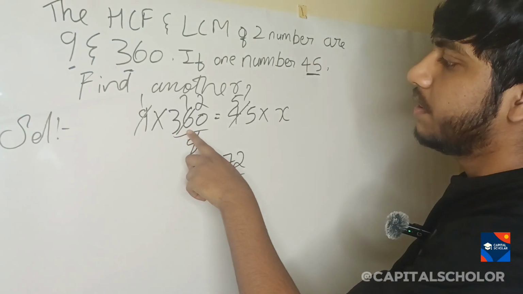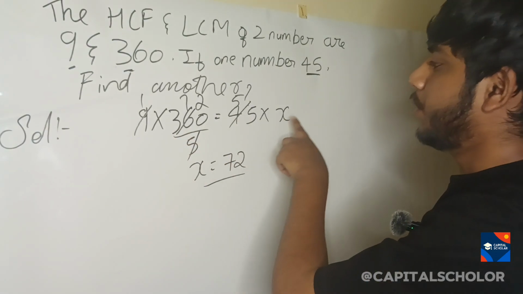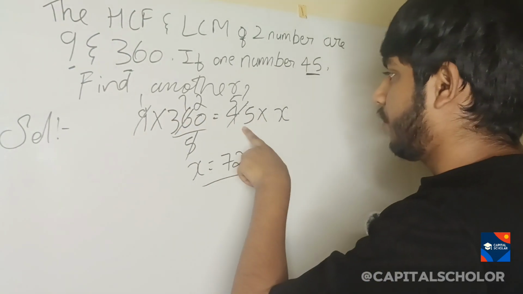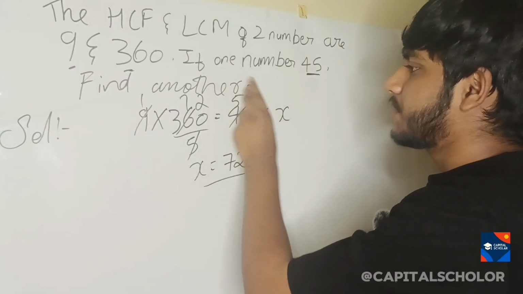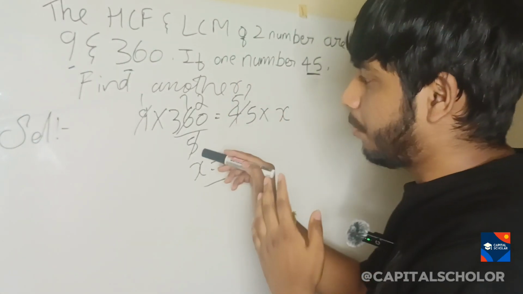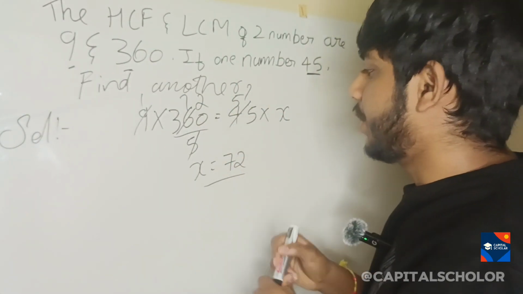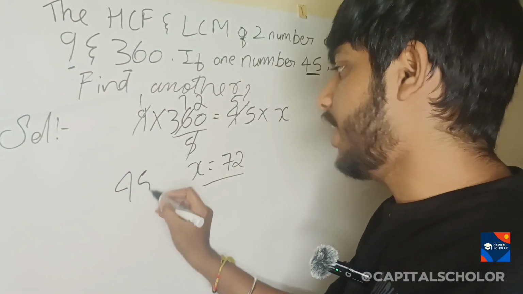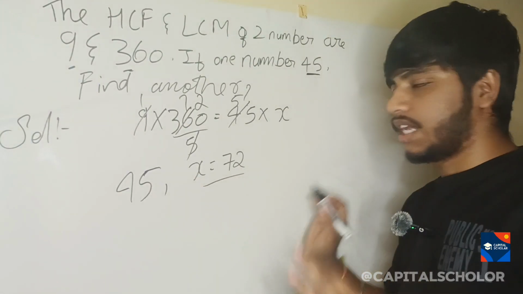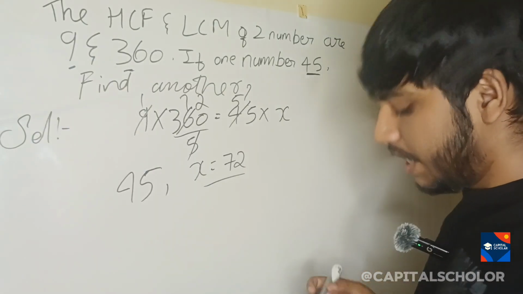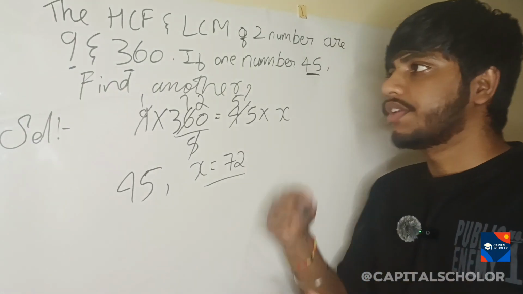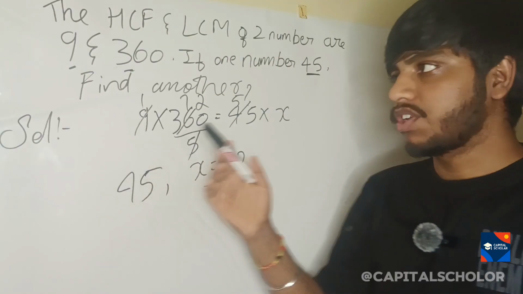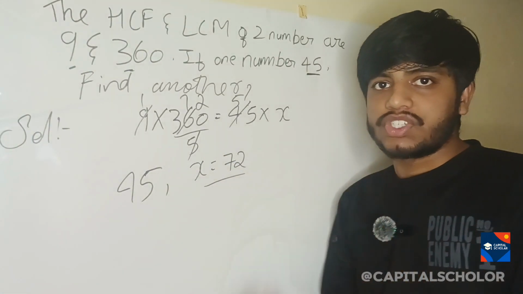9 into 360 is equal to 45 into x. 45 can be divided by 5, so the quotient is 9. If we divide 360 by that, we will get 72. The other number is 72. If the first number was 45, the other number will be 72. So this was the question. Now let's move to the next question. If you didn't understand, please go back and watch it, and then move to the next question.